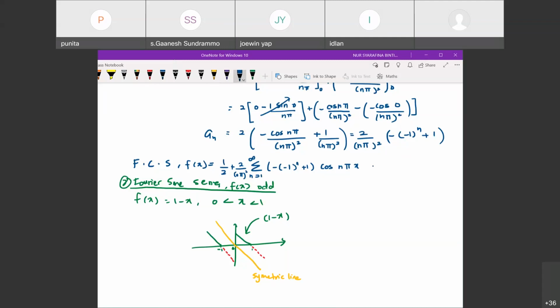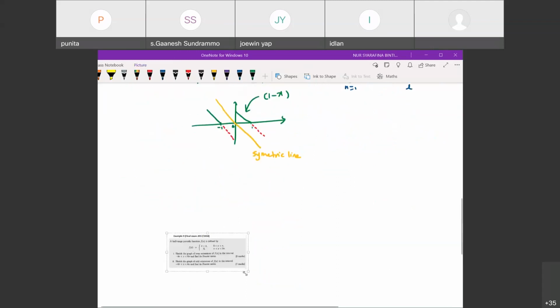Okay, where for Fourier sine series, A naught and An are 0, then the series should be only the summation of Bn. Okay, is that clear or not? So you just have to find a Fourier sine series. So let's take a look at this past question.